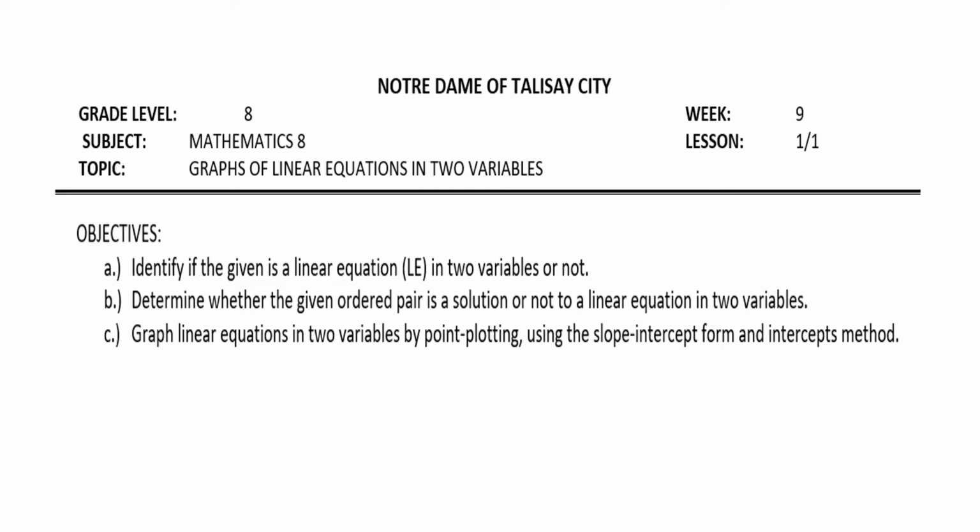Second is determine whether the given ordered pair is a solution or not to a linear equation in two variables. And third is graph linear equations in two variables by point plotting using the slope-intercept form and the intercept method. Okay, so let's start.